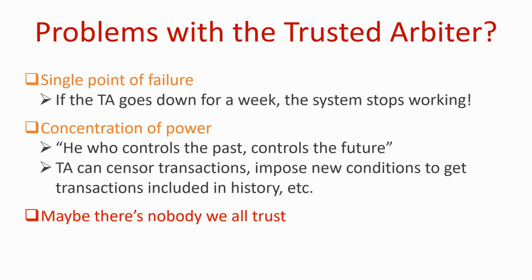The other problem is, and this was actually the main motivation behind blockchains and cryptocurrencies, the concentration of power. The trusted arbiter has full control. If the bank decides to impose, for example, additional fees, obviously you have the option to switch to another bank, but this other bank would also have the same power over you.